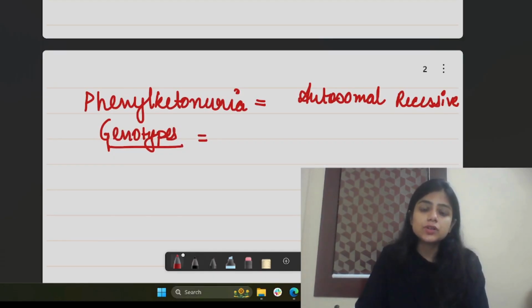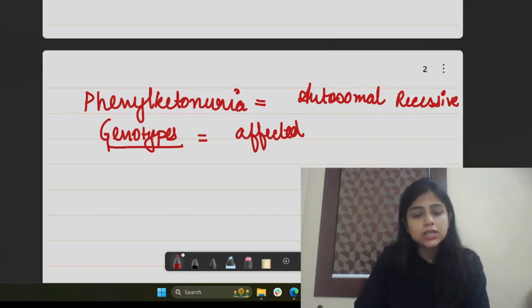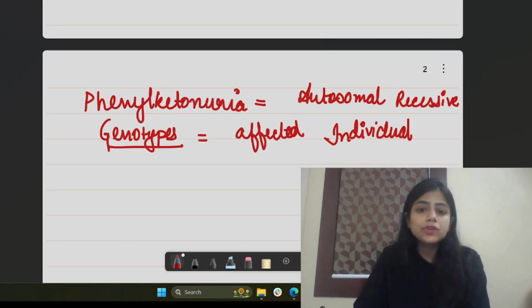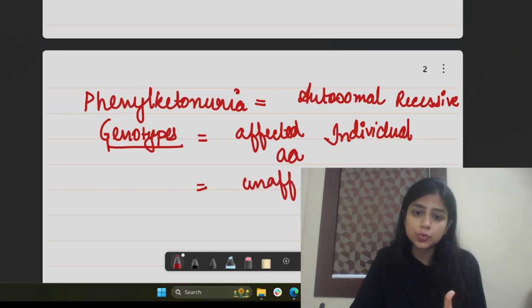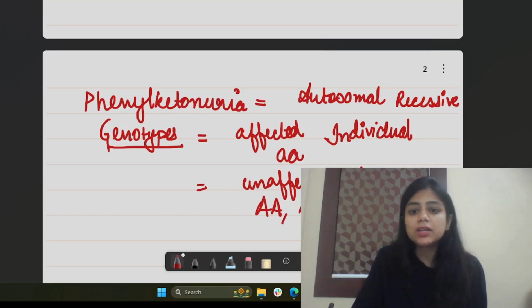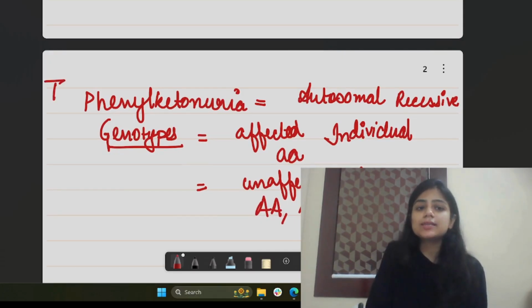The first one is, if we are considering it to be an affected individual, what we need to know is that the genotype will always be represented as small a, small a. However, if I'm talking about the same condition, autosomal recessive, the unaffected individual I'm taking to be either capital A capital A or capital A small a. That is the first example.